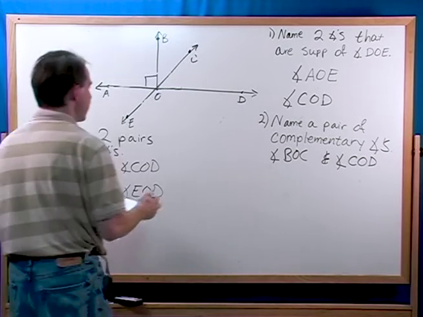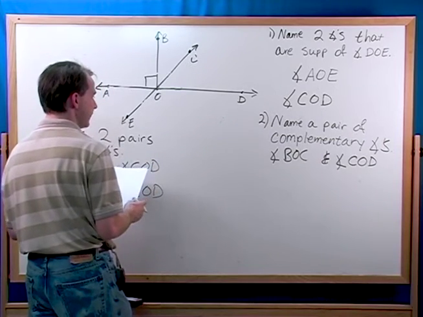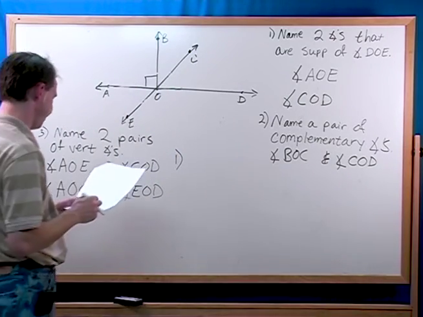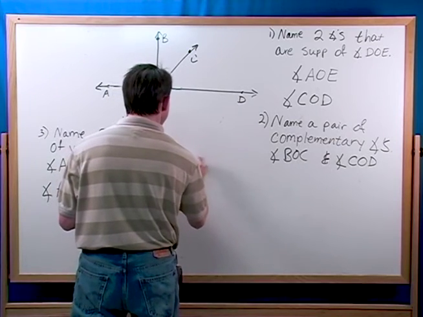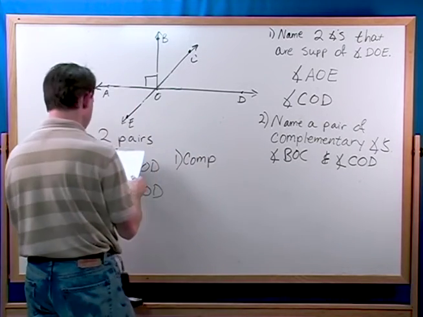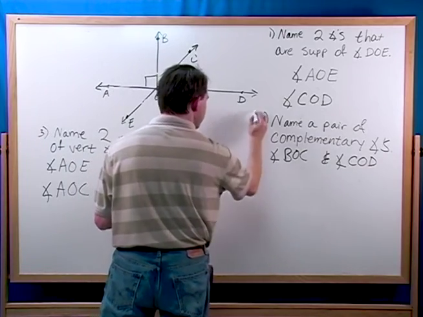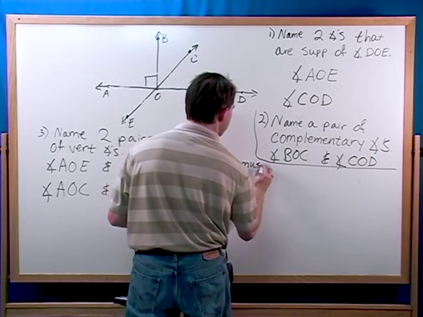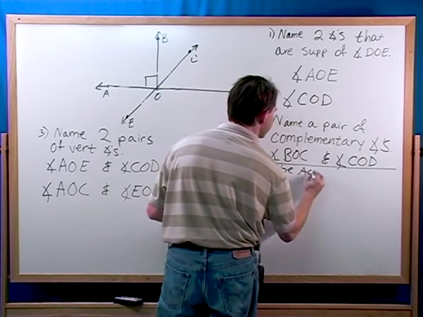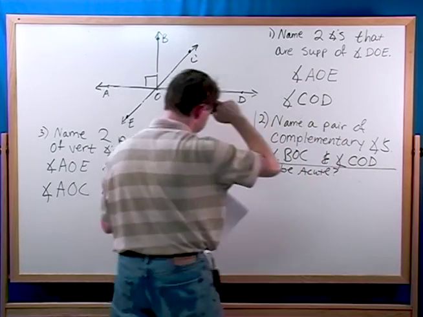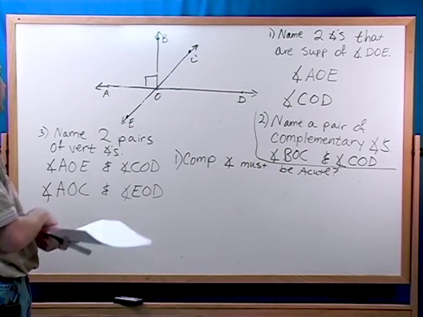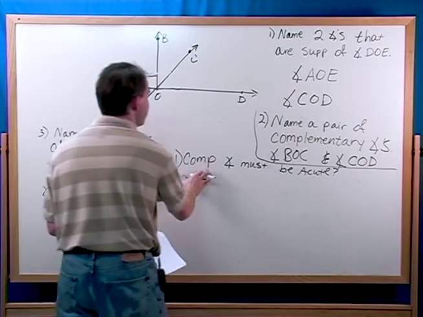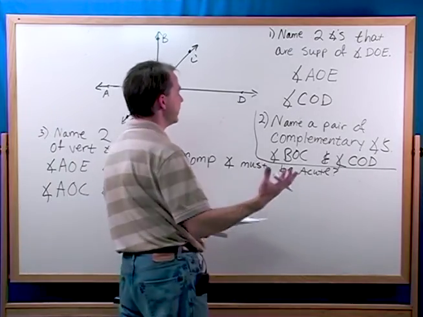Okay. Now the final thing we're going to do is ask a couple of true-false questions. Is a complementary angle must be acute? That's a true or false statement, okay? And what that means, don't forget what complementary means. Complementary means the two angles add up to 90 degrees.